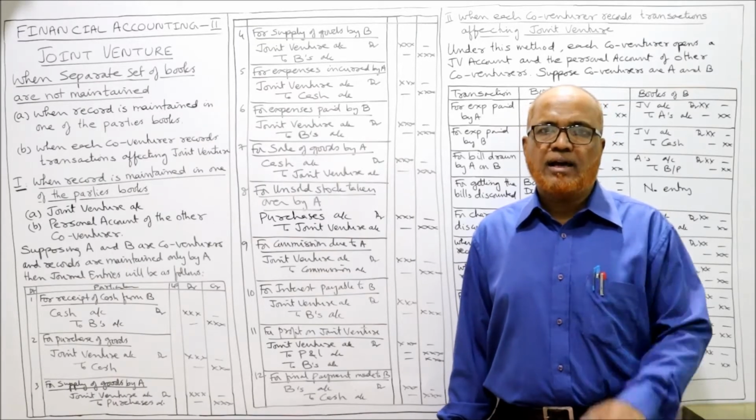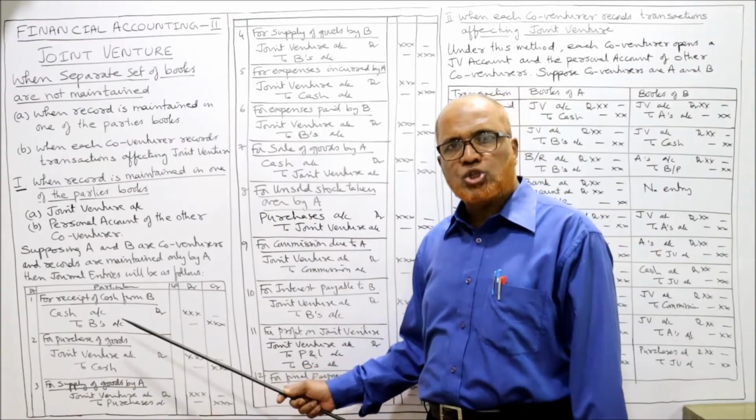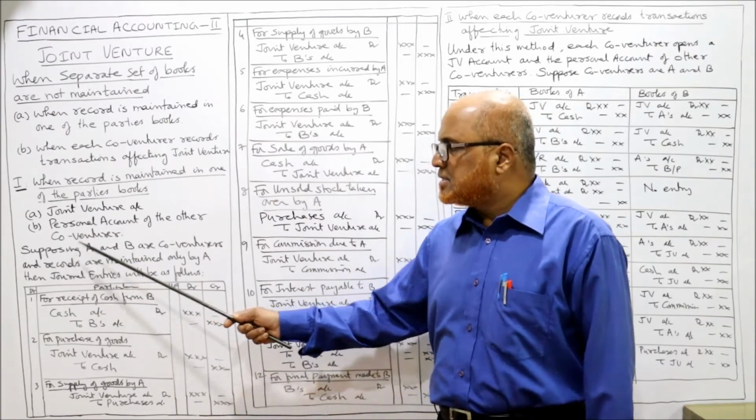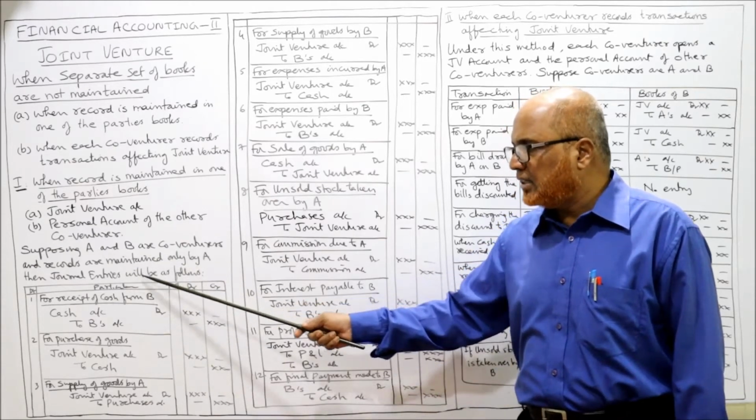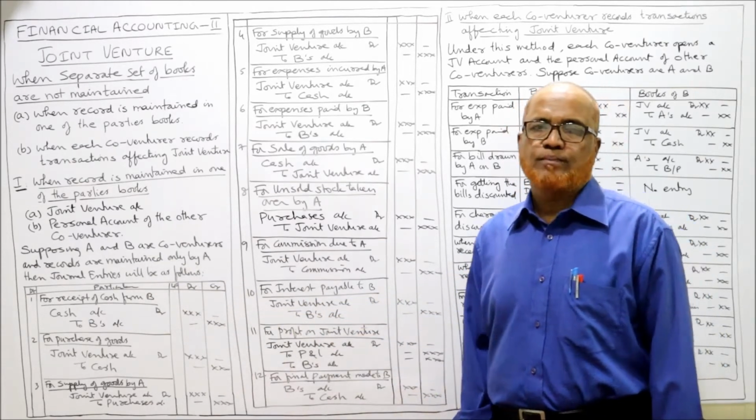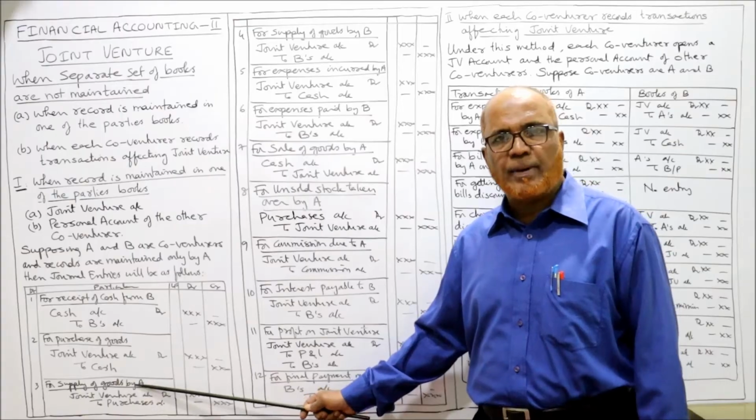A will maintain all the accounts, B will not maintain any accounts. In that case, what are the journal entries to be passed? We have taken an example. Supposing A and B are co-venturers and records are maintained only by A, then the journal entries will be as follows. A maintains the entire accounts, B does not maintain anything, so what entries will be passed?